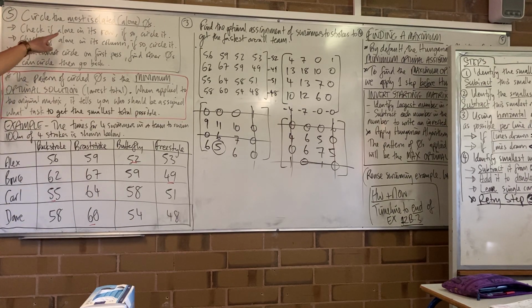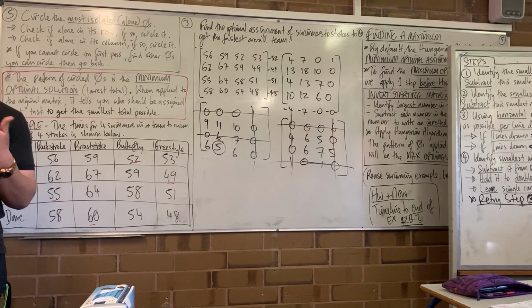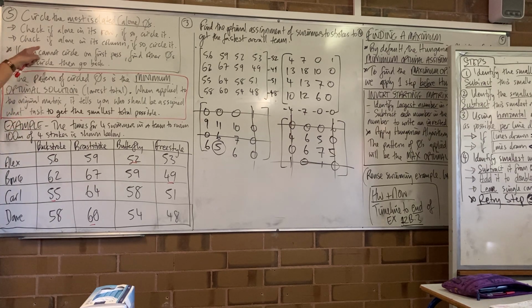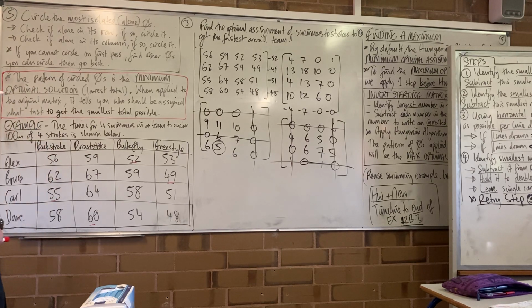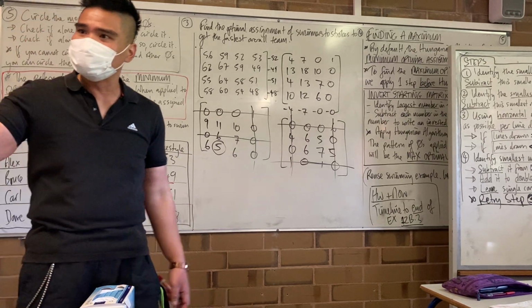Circle the most isolated or alone zeros. How do I do that? You check if it's alone in its row. If it's alone in its row, you circle it. Check if it's alone in its column. If so, you circle it. If you can't circle the zeros on the first pass, do the other ones first and then come back. So you're looking at me like, what the hell is he talking about?